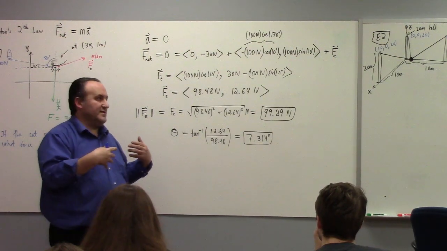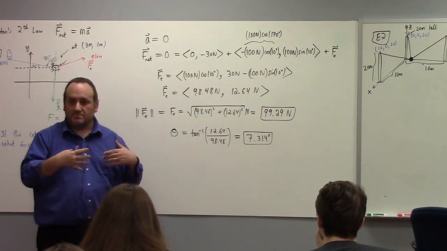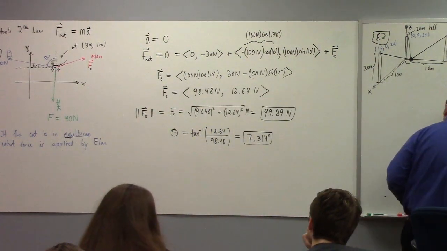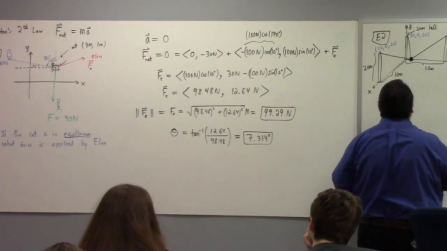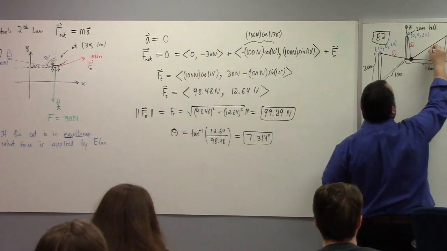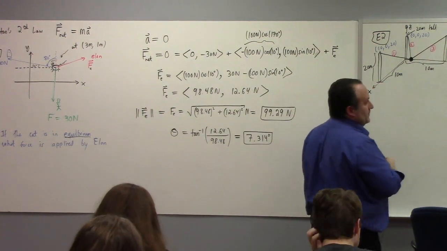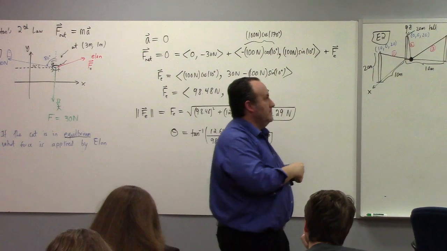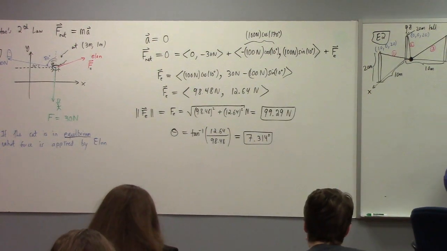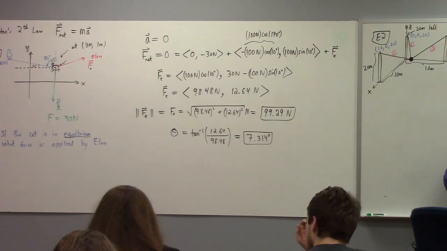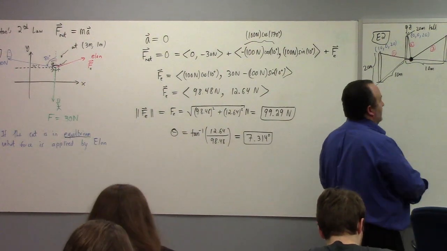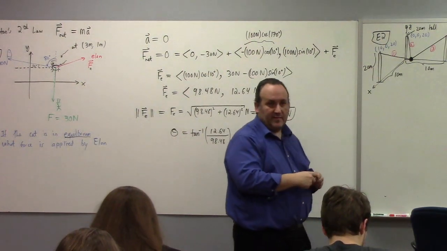So the question I want to ask is, what's the tension in these cables? Like, this is cable 1, cable 2, cable 3, right? So if this is in equilibrium, what does that mean? Right, the sum of the forces is 0. And what are those forces acting on that ball?